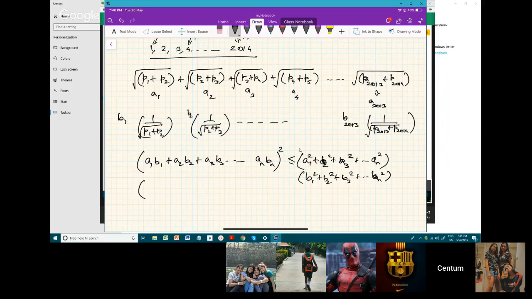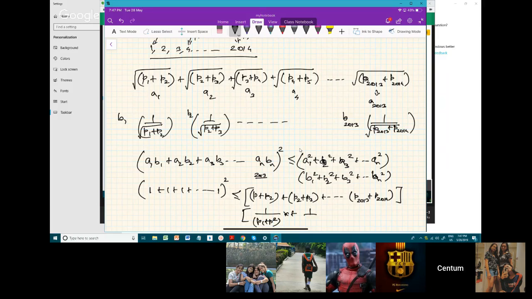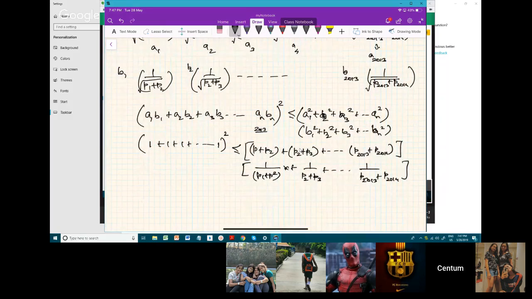So on the left hand side it will be 1 plus 1 plus 1 plus dot dot dot. How many? N is nothing but 2013, so 2013 ones are there, and this is squared. Then on the right, A1 squared is P1 plus P2, and A2 squared is P2 plus P3, and likewise An squared is P2013 plus P2014. This is multiplied by 1 upon P1 plus P2, plus 1 upon P2 plus P3, plus dot dot dot, 1 upon P2013 plus P2014. Is it okay? Right. So on this side you'll get 2013 squared.